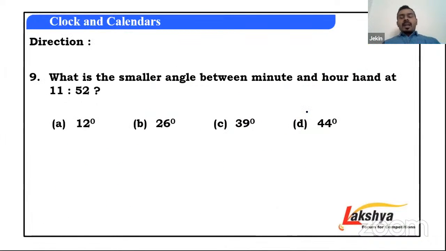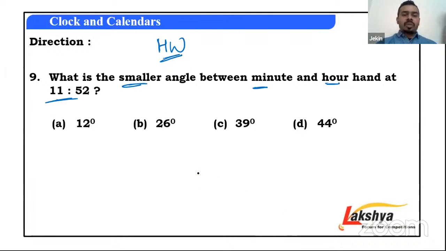Okay, with this I want to give you this sum as homework. This is something which you need to do on your own, because here you need to find the smaller angle between the minute and hour hand at 11:52. Please try to solve it a bit smartly.